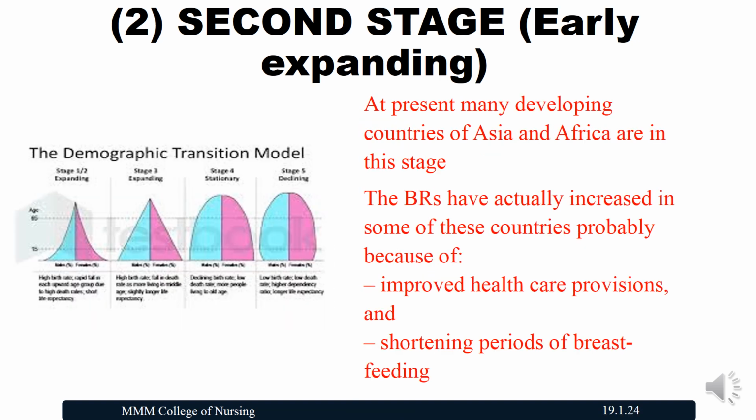At present, developing countries of Asia and Africa are in this early expanding stage. The birth rate has actually increased in some of these countries, probably because of improved healthcare provisions and shortening period of breastfeeding, and because of improved technology, all those things.